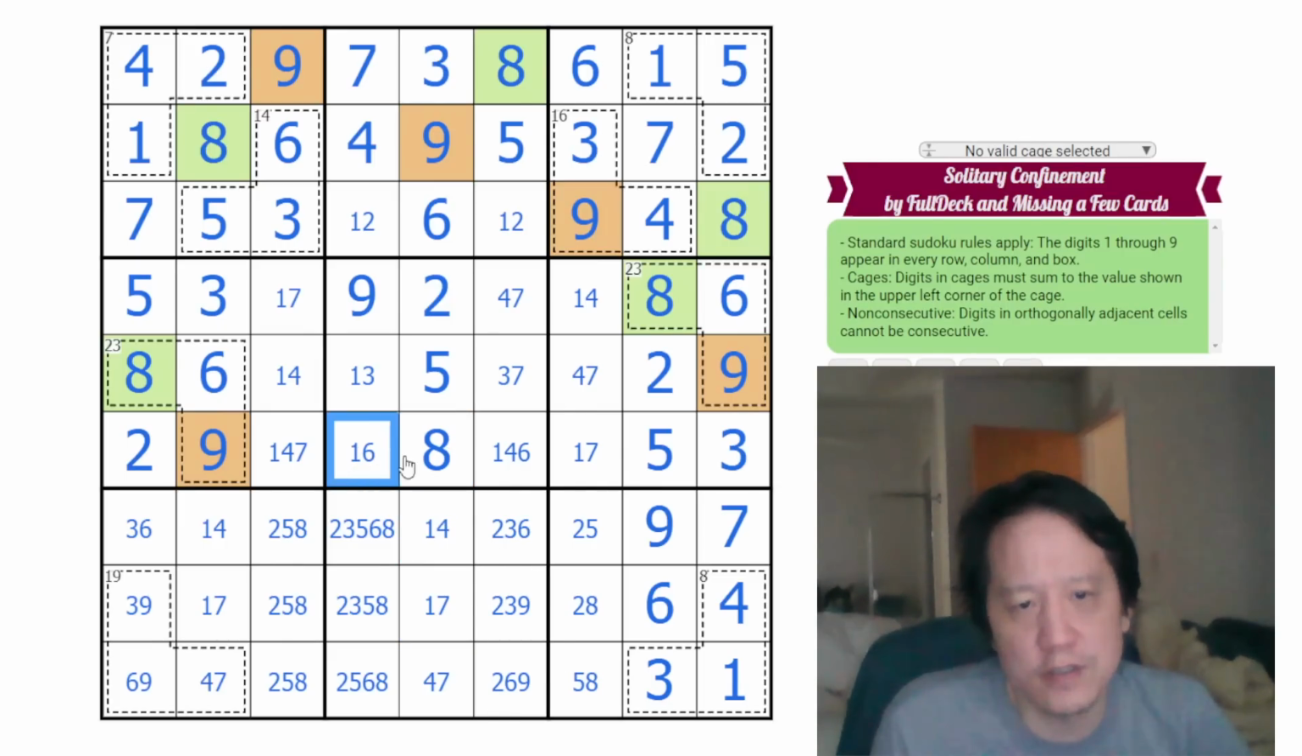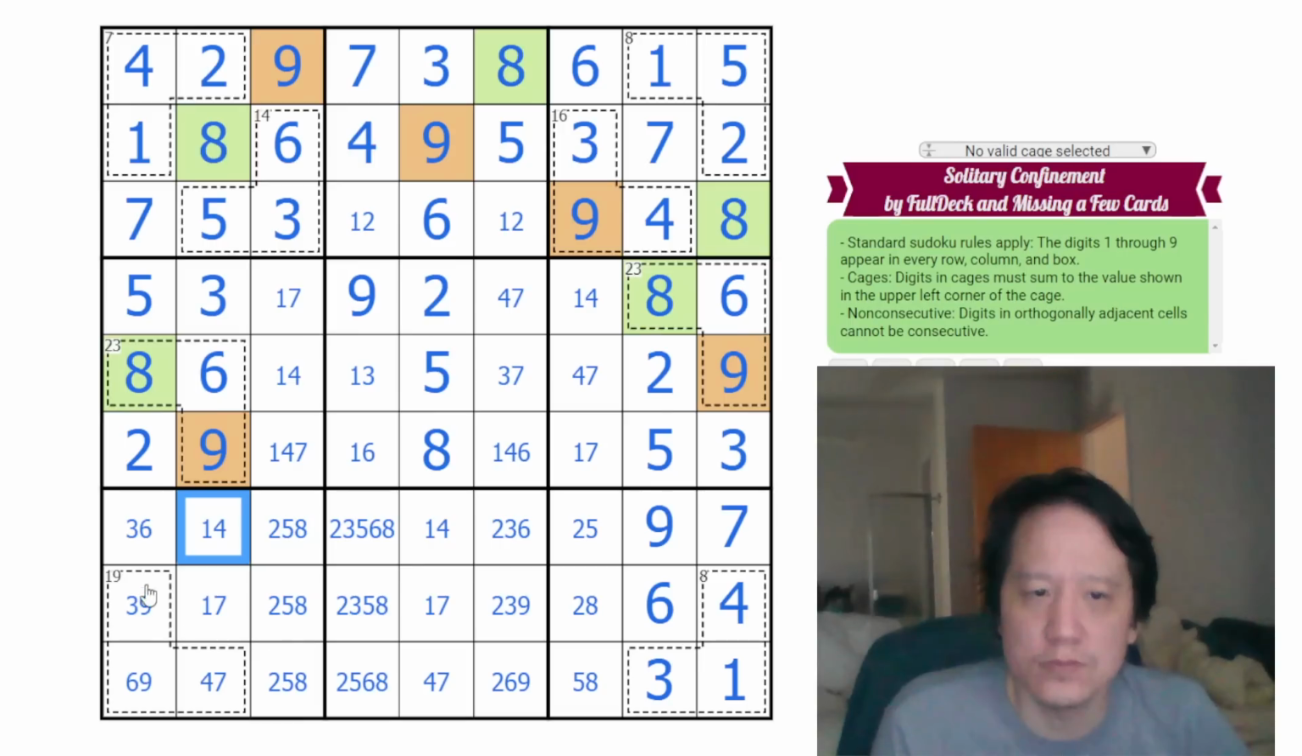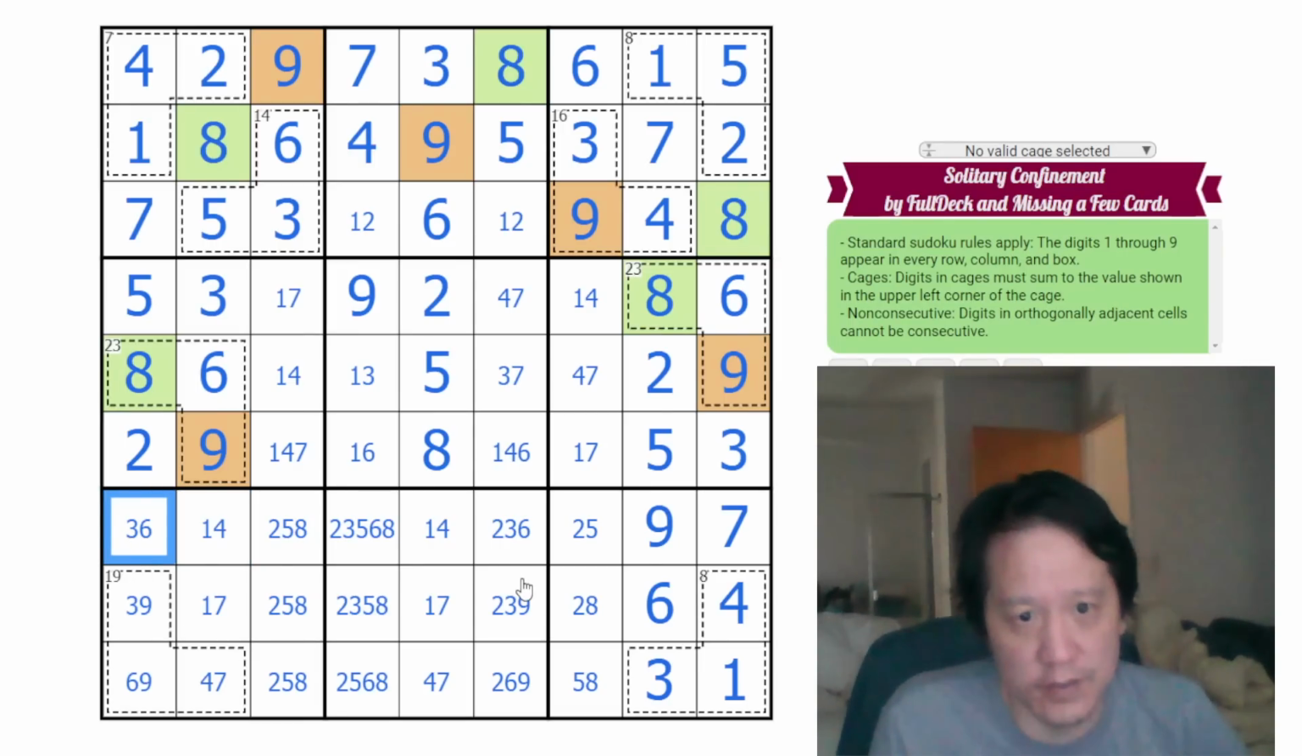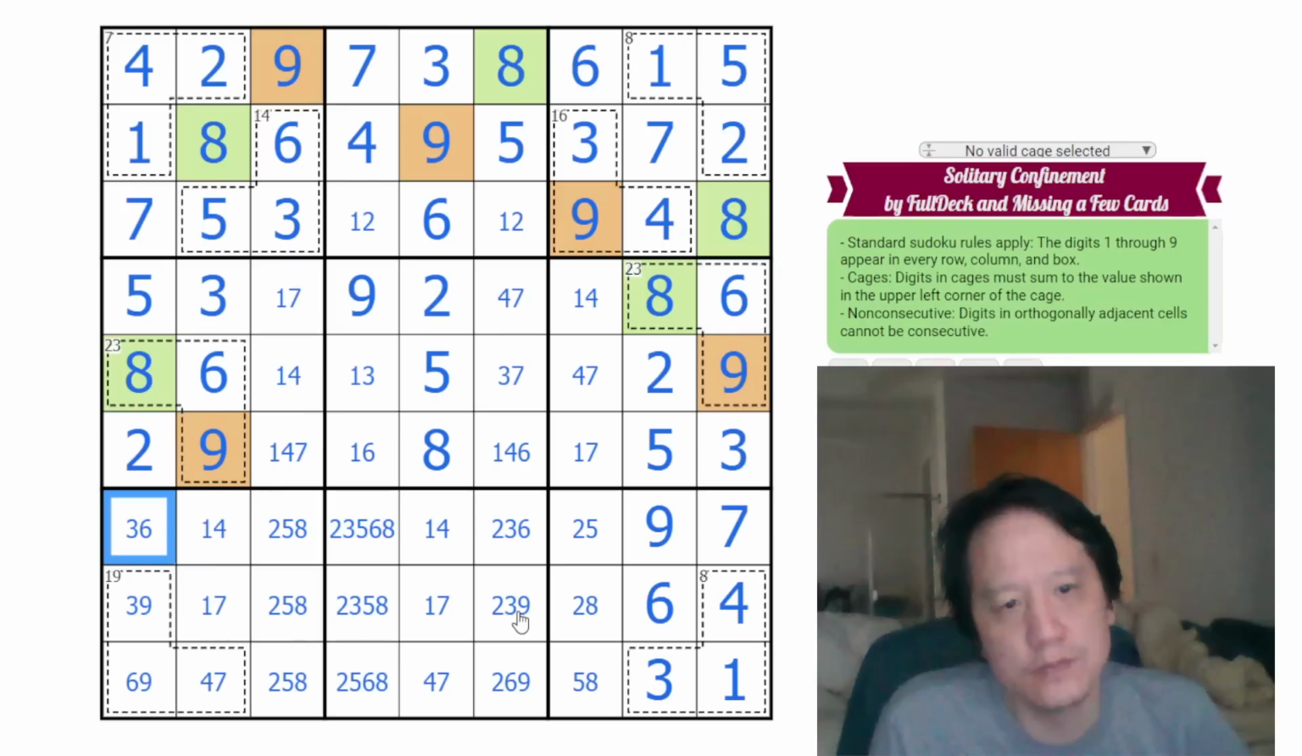So this is 8. Can't be 7 or 9. This is 5. Can't be 4 or 6. So 4 is one of those two. Okay. This is 3 or 6. Right, it could be 6, 4, and that would be 5. Or it cannot be 5.